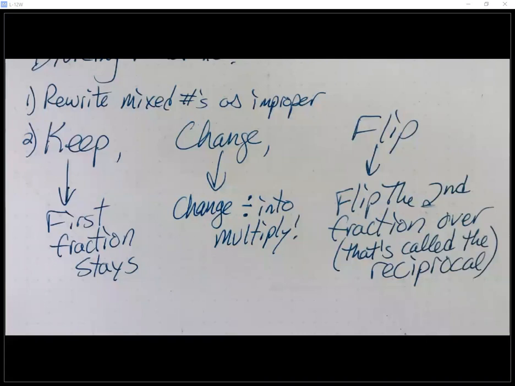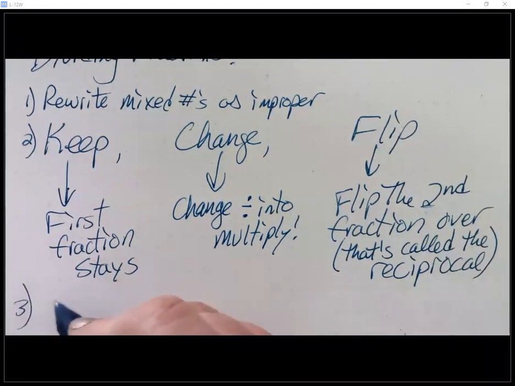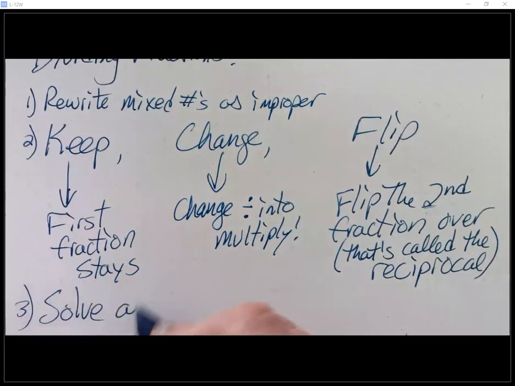Once you do this keep, change, flip step, now it's a multiplication problem, just like you did yesterday. So now it becomes easy again. So division's not bad. You just have to do this part first. So do the keep, change, flip, and then it's like, ooh, I'm back on easy street because I know how to multiply fractions. So I'll just add that in as the third step. You're going to now solve as usual. So I'll give you a moment to get all that down, and then we'll do a couple examples.